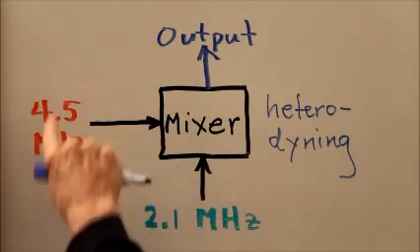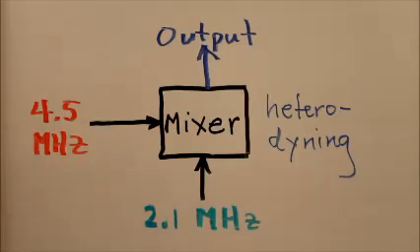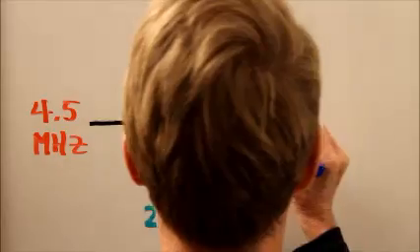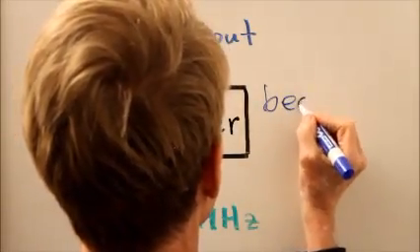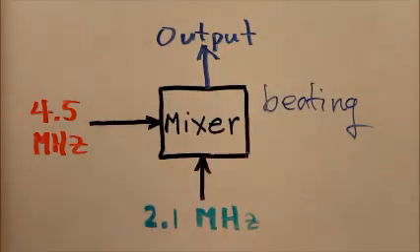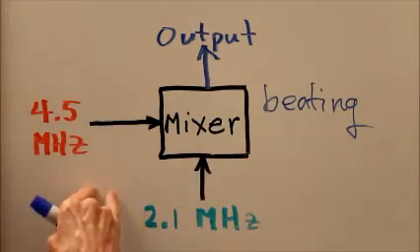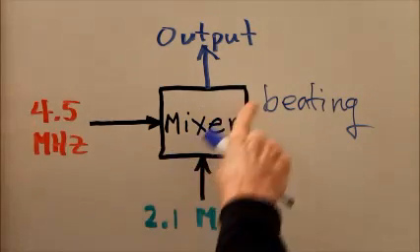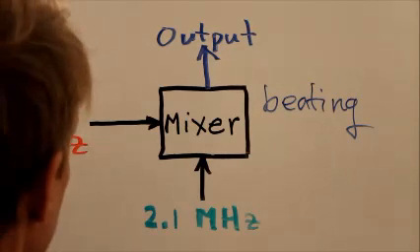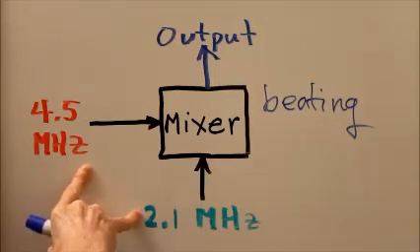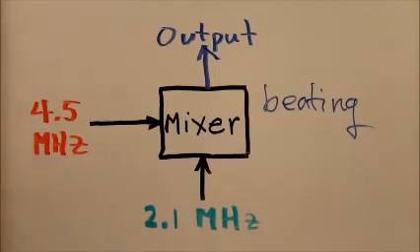Well, when we mix two signals like this with sound waves, it's called beating. Oftentimes you will hear about beating. And the results of the combining of these two signals by heterodyning or beating are called heterodyne products, or sometimes beat frequencies. Well, those frequencies are equal to the sum and the difference of the two inputs.